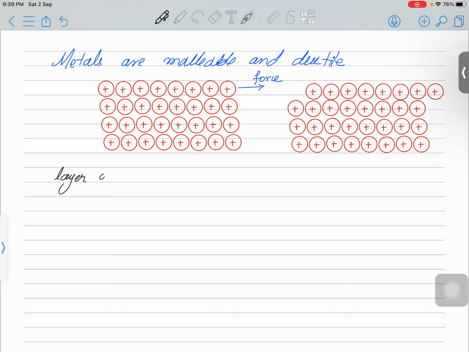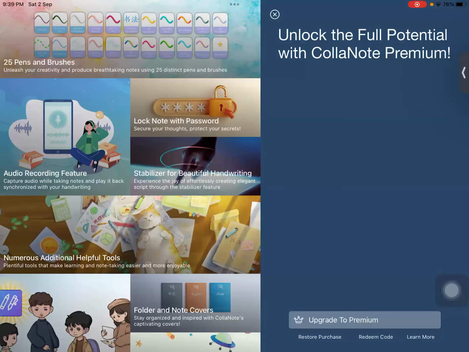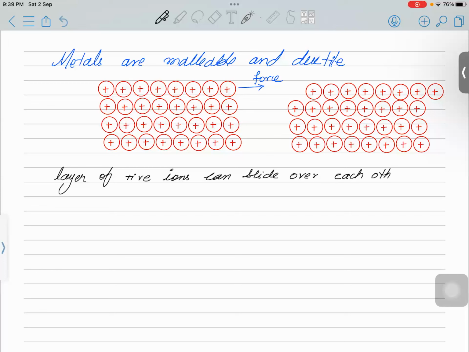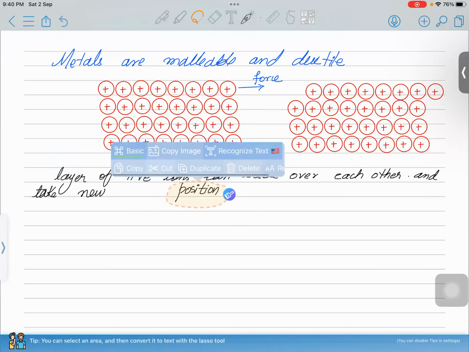Yes, sir. So layers of positive ions can slide over each other and take new and different positions.